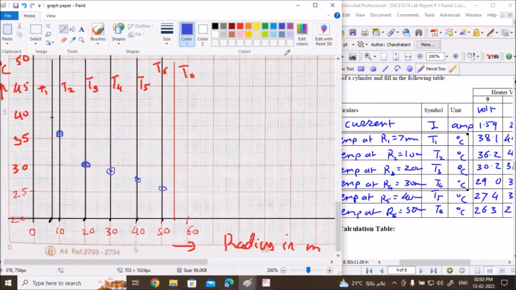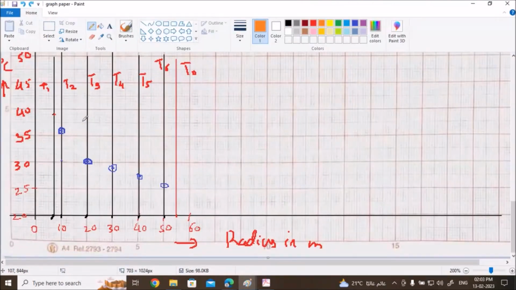So join this by a smooth curve because it is a logarithmic curve. Better draw a smooth curve passing through these points. Very smooth curve. It is a logarithmic, and from this point extend with the same slope. So we'll get this temperature and it is near about 25 degrees centigrade from the graph.